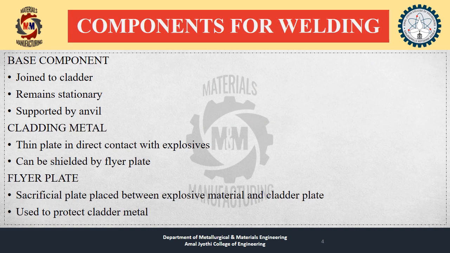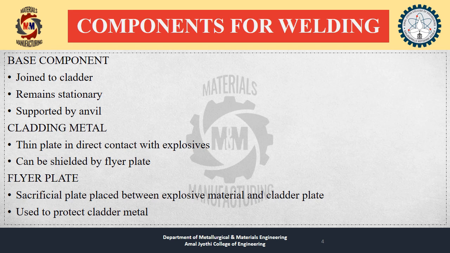And next comes the components for welding. At first, we will talk about the base component, then the cladding metal, then the flyer plate, then the interlayer, anvil, and at last the standoff. The base component is joined to the cladder. It remains stationary, that is, it is not in motion, and the base component is supported by the anvil.